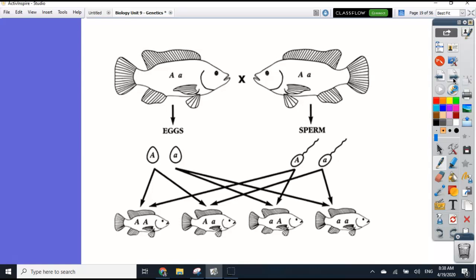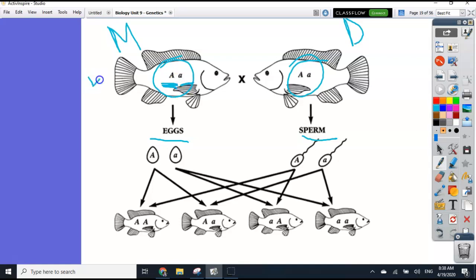Let's take a look at these two fish, okay? So here's the mom fish, she's making eggs. Here's the dad fish, he's making sperm. Remember that all of our fish or all of our organisms have two sets of chromosomes. That's why they have two letters here. One set came from mom, one set came from dad, right? They've got 46. We're just showing two of these genes on these chromosomes. Remember we said a capital letter is for dominant and a lowercase is for recessive.